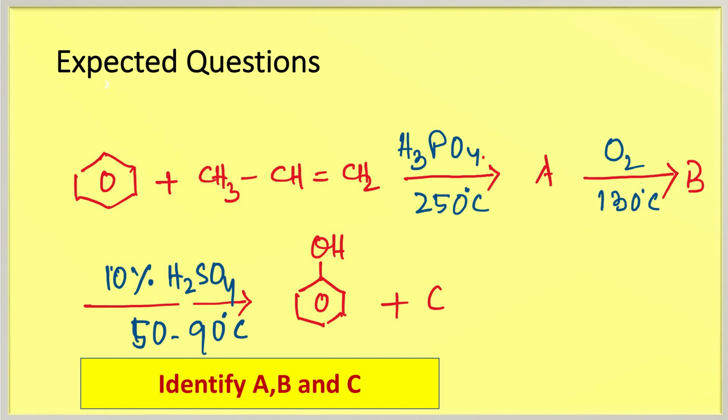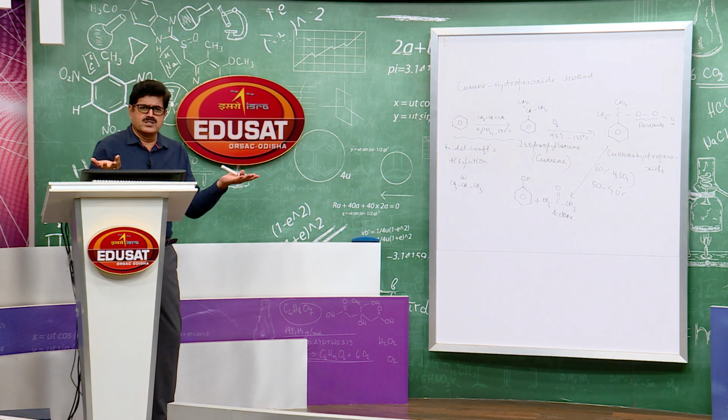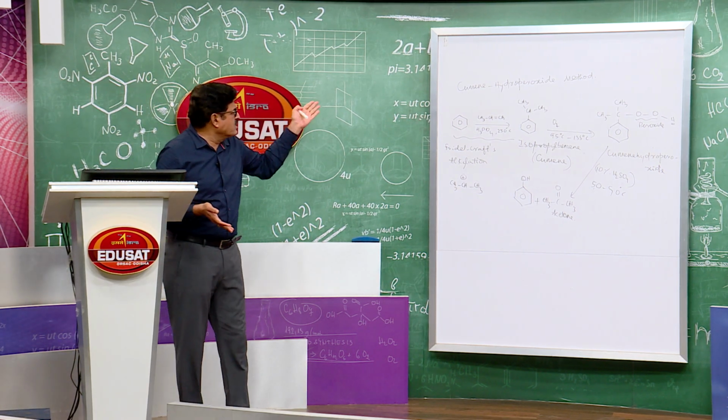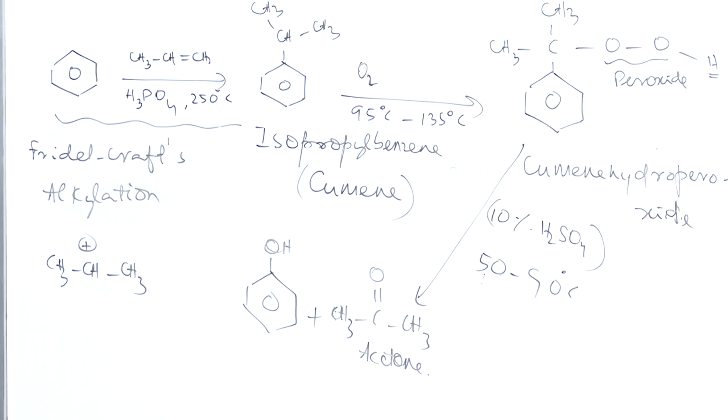What is A? Cumene. What is B? Cumene hydroperoxide. What is C? Acetone. These are the expected questions based on this cumene hydroperoxide method. I have shown you 4 methods of asking questions. Reverse way is also possible. I can start with phenol also.